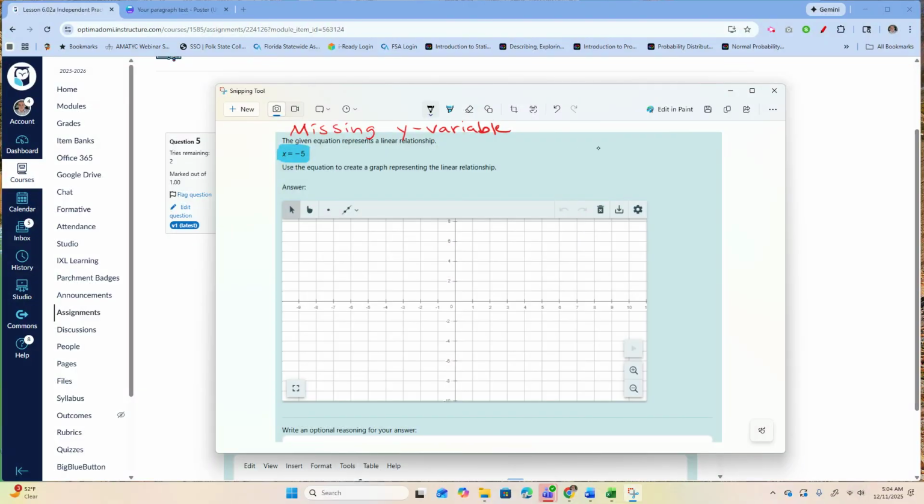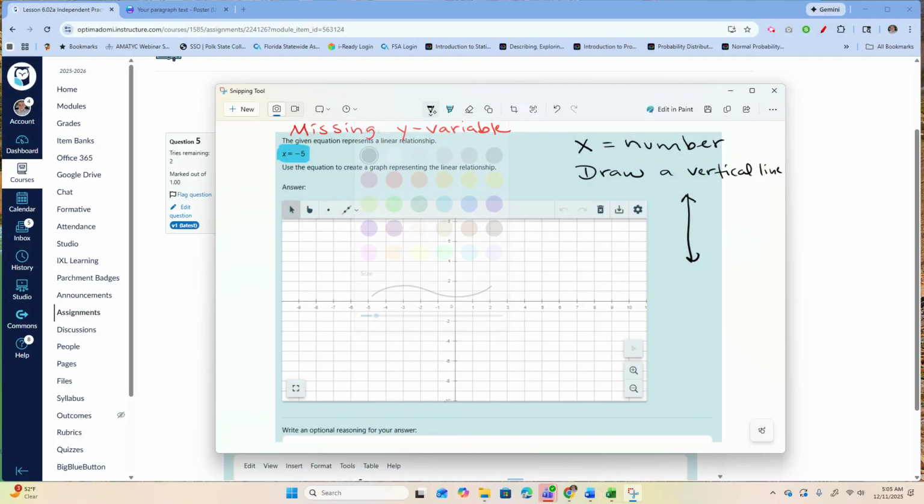Every time you have an equation that looks like x equals a number, what you're going to be drawing is a vertical line. So draw a vertical line. And a vertical line looks like this. That will be a vertical line.